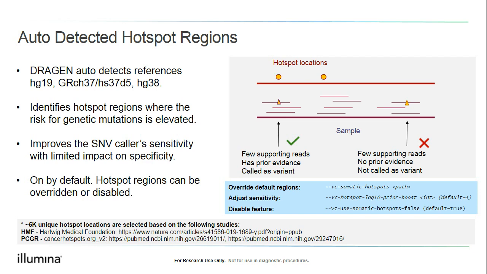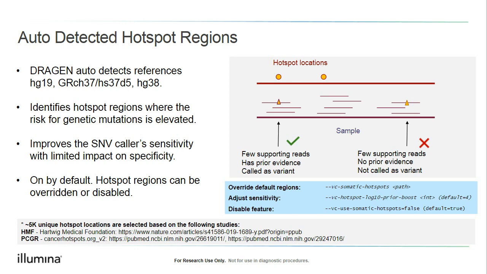So if you have a sample, and in that sample there is a variant, but the number of reads that are supporting this variant is small. However, if there is prior evidence based on a hotspot location that a variant here should be called, we will call that as a variant. If there is no prior evidence and there are fewer supporting reads, then we will not call this as a variant.